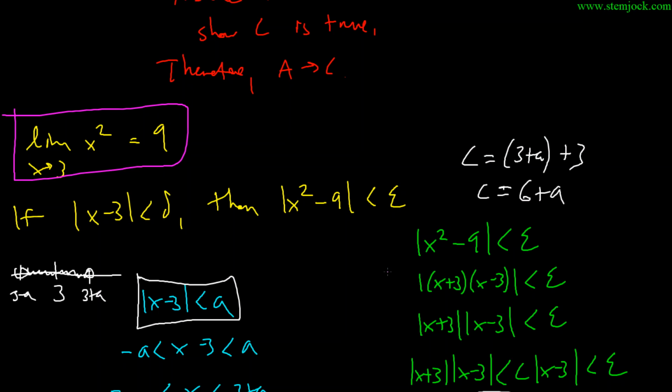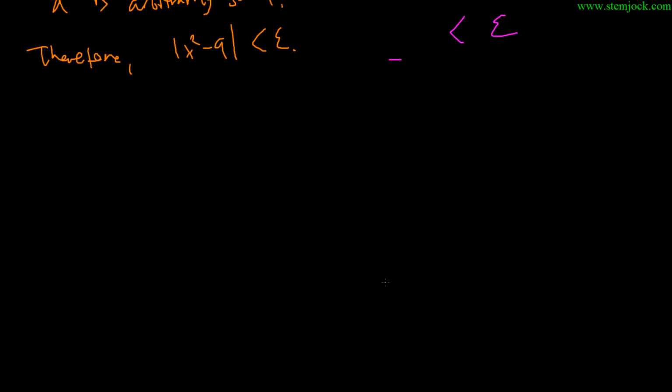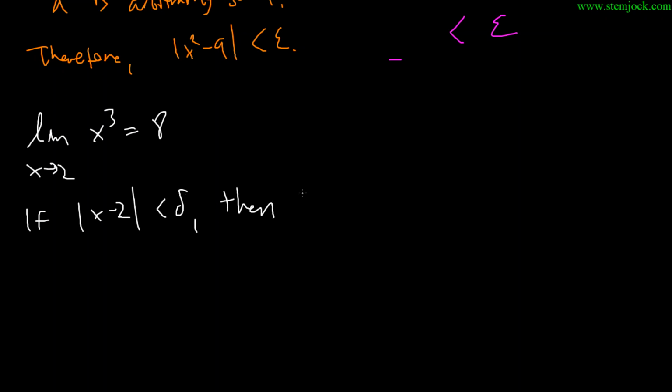Now, I'm going to show you one more example, the one with x cubed. So, it's pretty much the same process here. If you'd like to try this yourself, feel free to pause the video. But I'm going to show you the process pretty quickly here. So, the limit as x goes to 2 of x cubed. We know that this is equal to 8. The goal is to prove the if-then statement. If we have the absolute value of x minus 2 less than delta, then the absolute value of the function, which is x cubed minus 8, is going to be less than epsilon.